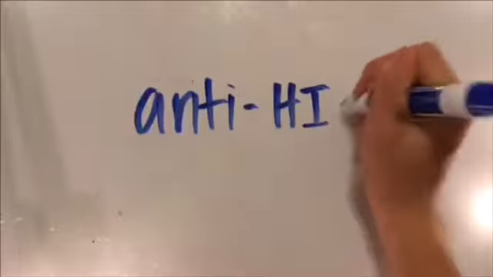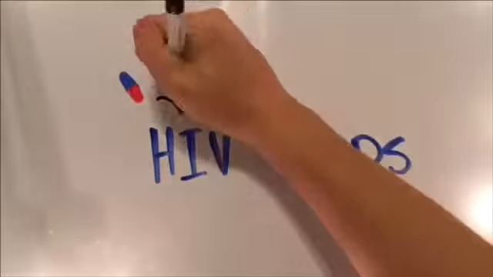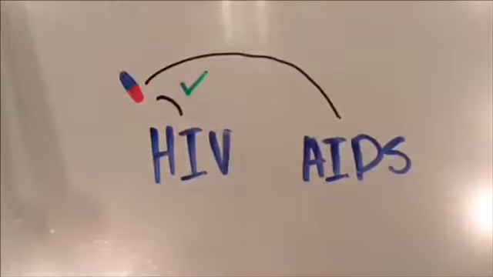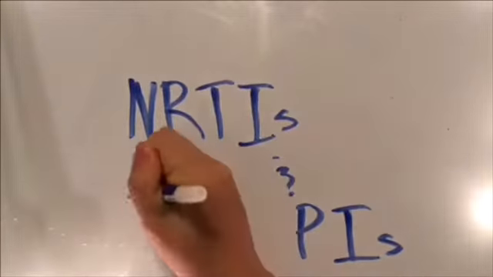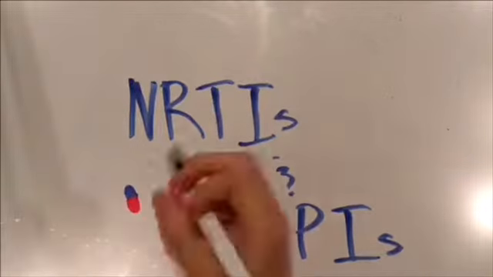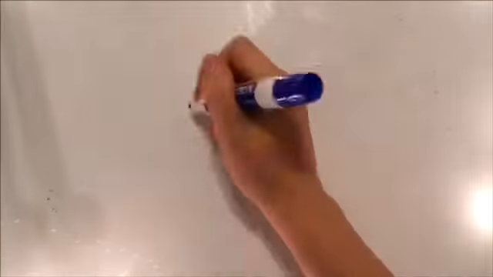So to stop this, we have anti-HIV medications. These medications only work when the patient has HIV, not AIDS, which is a follow-up to HIV that actually affects your body instead of just using your body to reproduce. In this video, I'm going to be talking about two main medications, NRTIs and PIs. These medications tend to work hand in hand to prevent HIV viruses from producing antibodies against the medications.